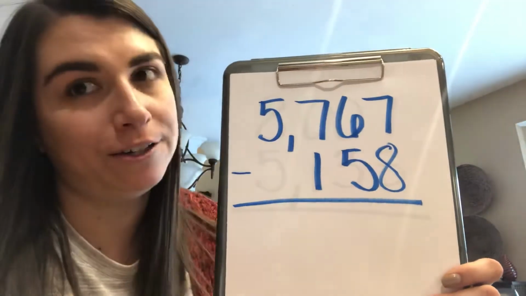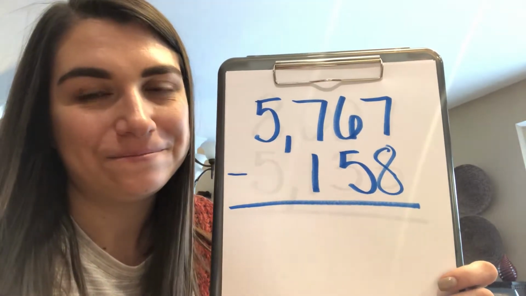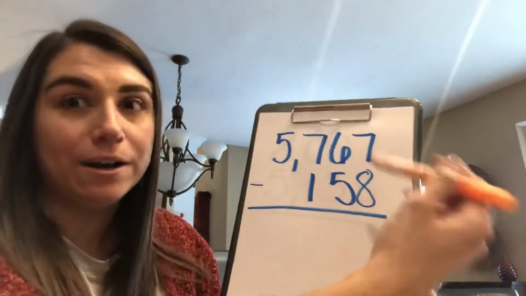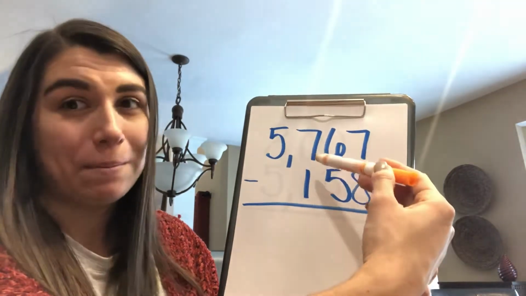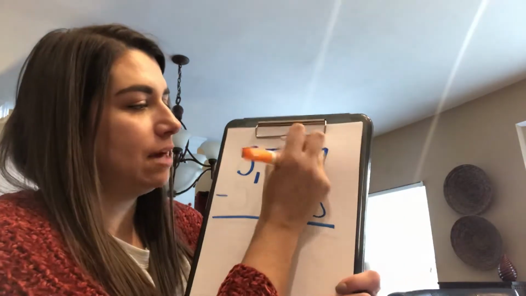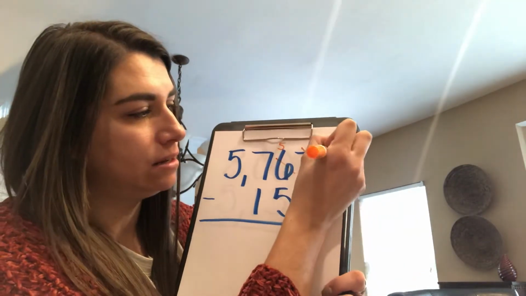3,767 minus 158. Let's go ahead and pause and solve. All right, and then we can see right away that the bottom is bigger here. The 8 is bigger than the 7, so I have to borrow from my tens column. So the 6 becomes a 5. My 7 becomes a 17.